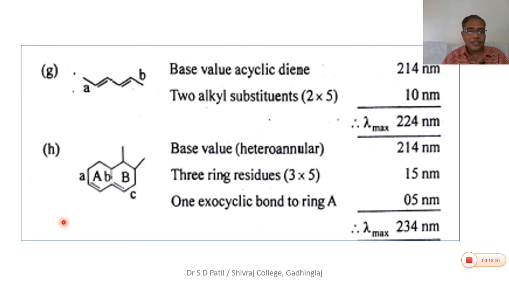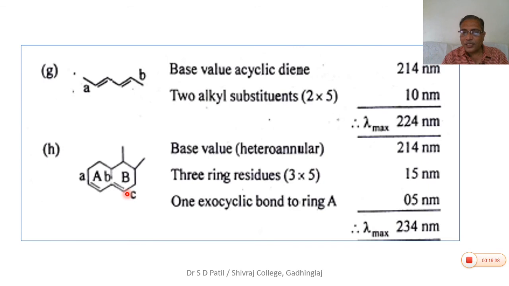Now let us consider this last example. In this example H, the diene is heteroannular because both the double bonds are present in two different ring systems. One double bond is in ring A, the other double bond is in ring B. Then when we consider the conjugated system like this, there are three ring residues. Ring residue A is present with the carbon atom in ring A. Then ring residue B is in between A and B. So this is ring residue B, and ring residue C is present in the second ring.